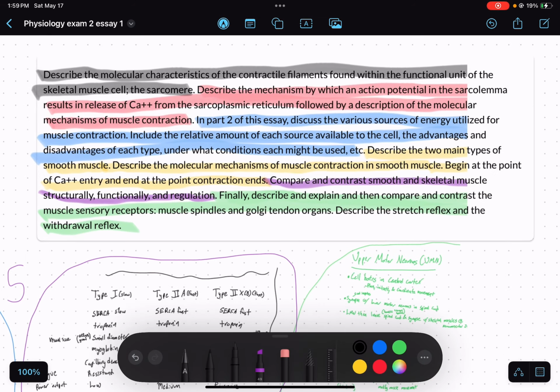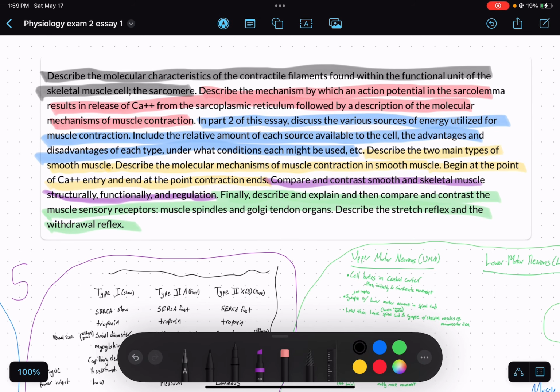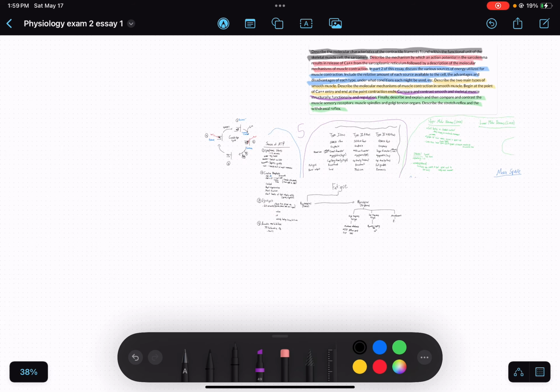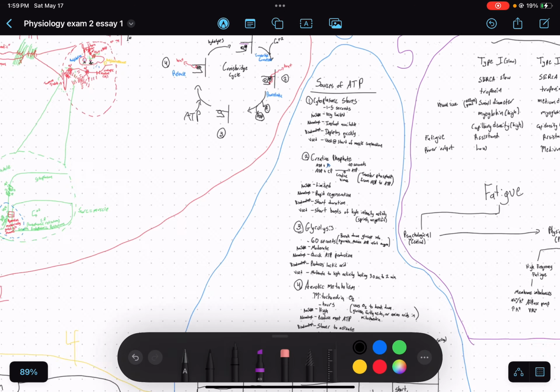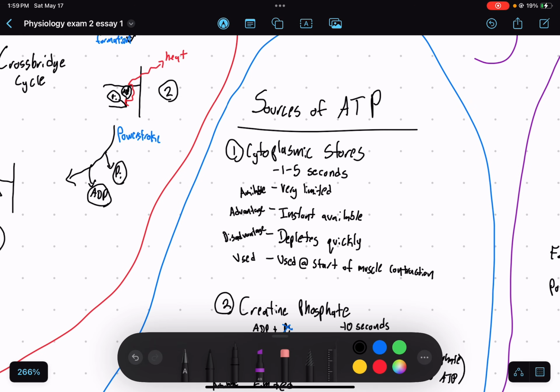Next, we're moving on where it says, in part 2 of this essay, discuss the various sources of energy utilized for muscle contraction. Include the relative amount of each source available to the cell, the advantages and the disadvantages of each type. So we're going to move over here to every source of ATP. First, I'm going to talk about each one, and then we're going to compare and contrast them a little bit and the advantages. So first we have cytoplasmic stores.